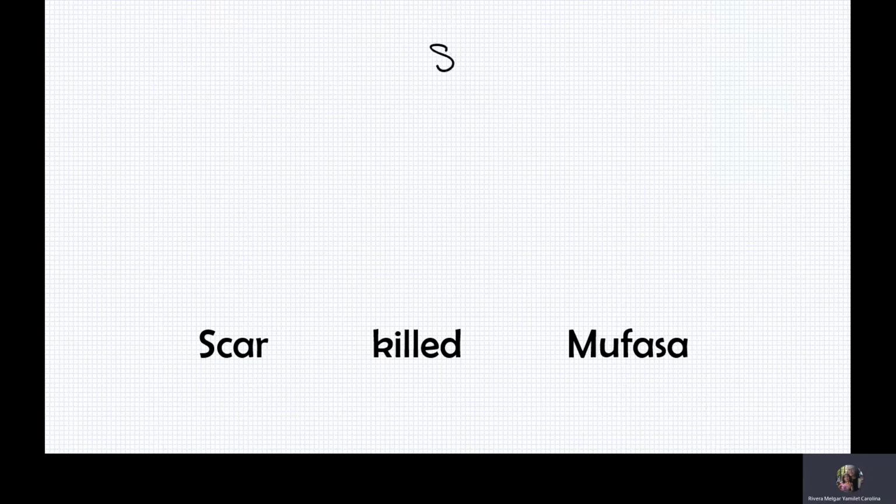Okay, so we draw an S at the top. And then we divide. Killed Mufasa should be your predicate, and Scar should be your subject. Okay, now, this is a little bit different on how you label these parts of a sentence. The subject you're going to label as a noun phrase, which is NP, and the predicate as VP, which stands for verb phrase.